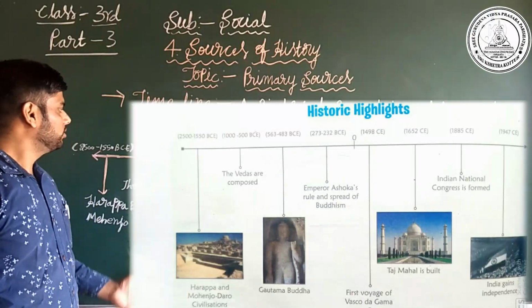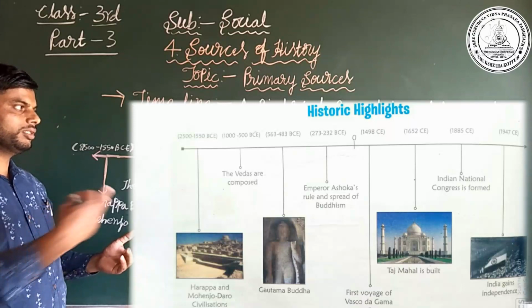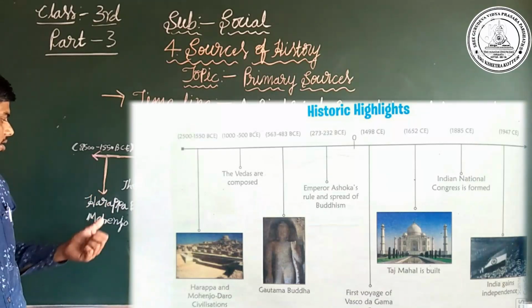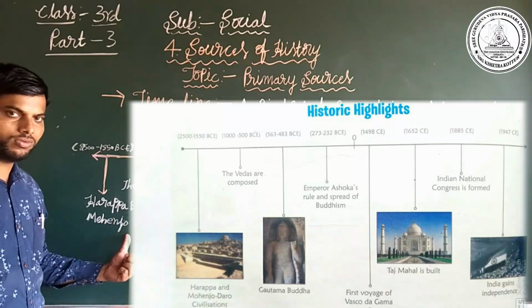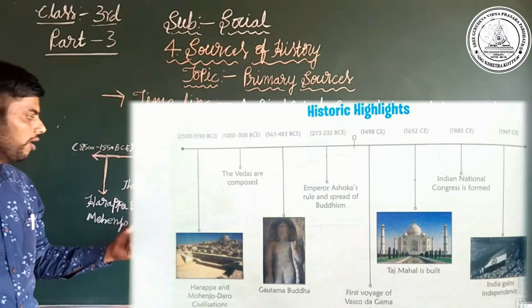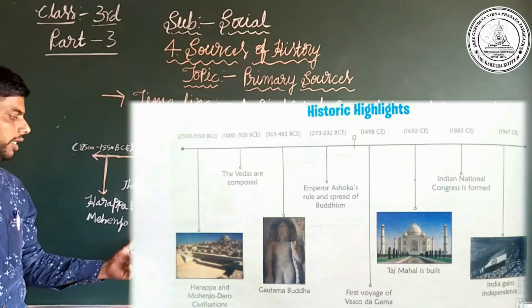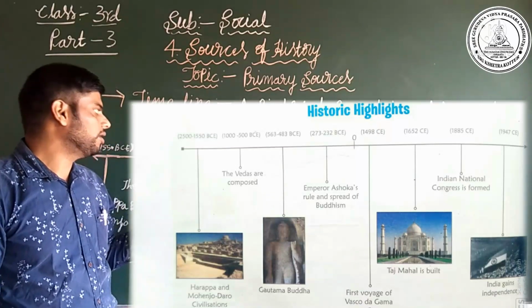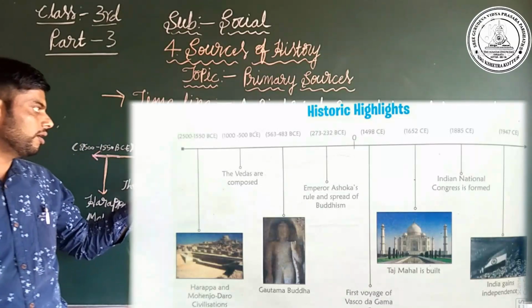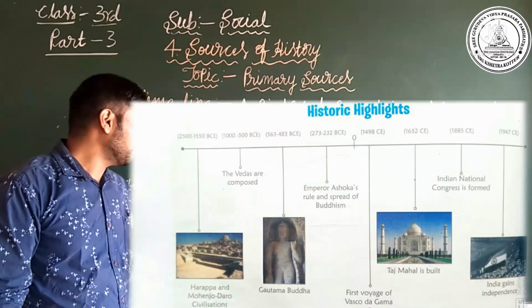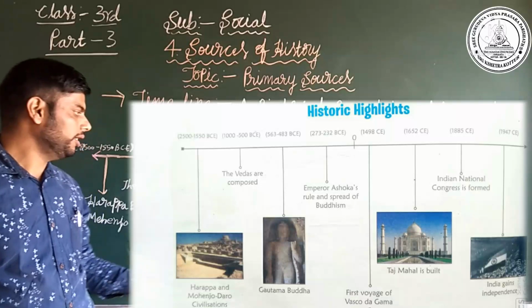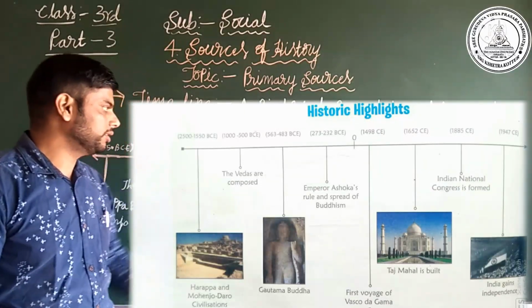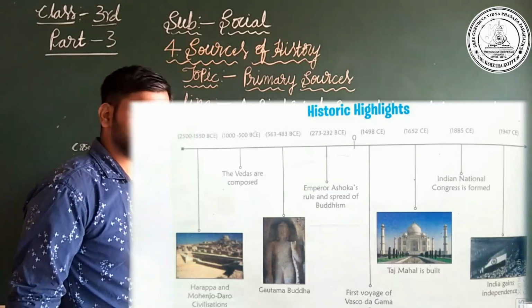Yes, all of you observe the picture. Here, first one, Harappa and Mohenjo-daro. Then the Vedas are composed. Then Gautama Buddha, in the year before Common Era, 563 to 483. Then Ashoka's rule. Here it is a base, a starting point.